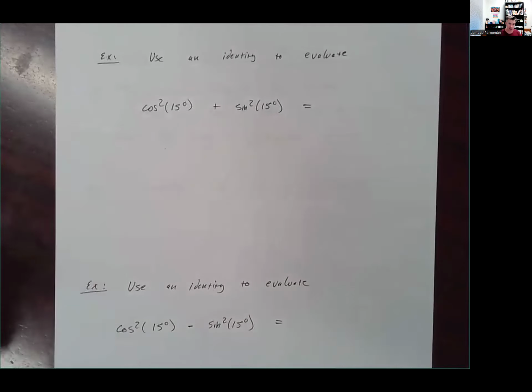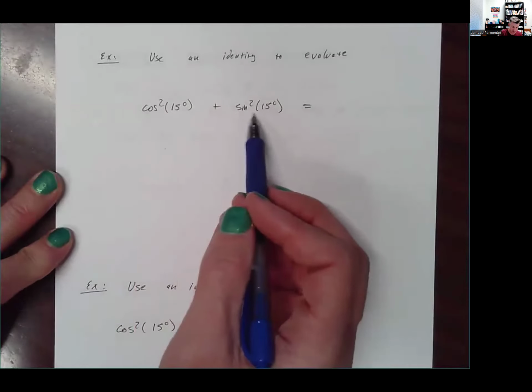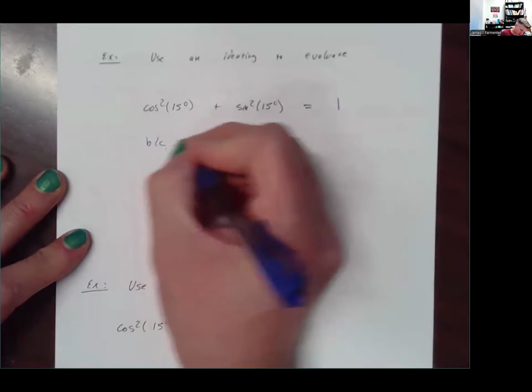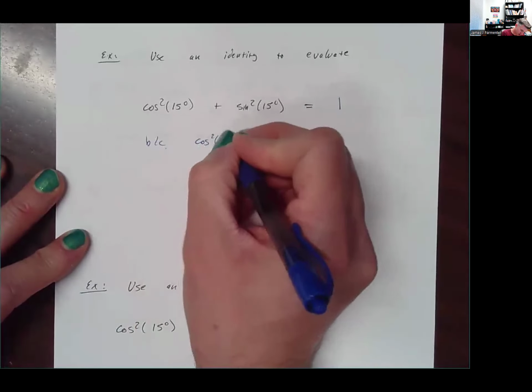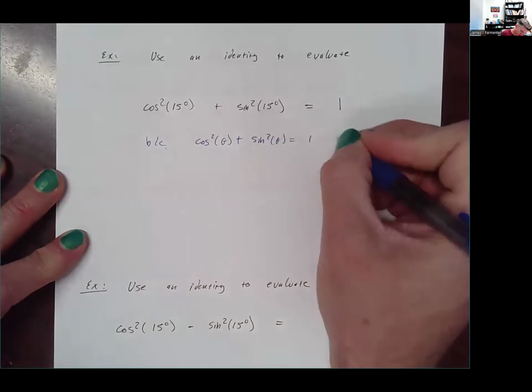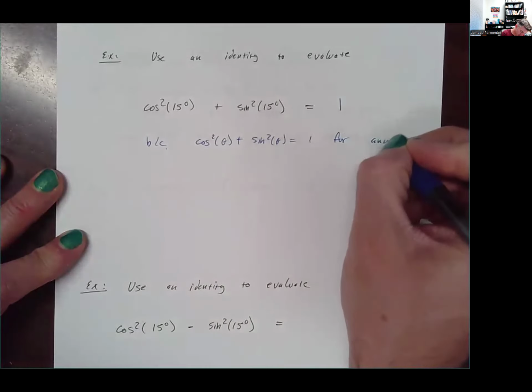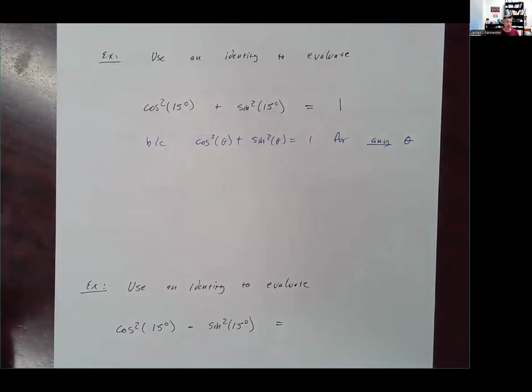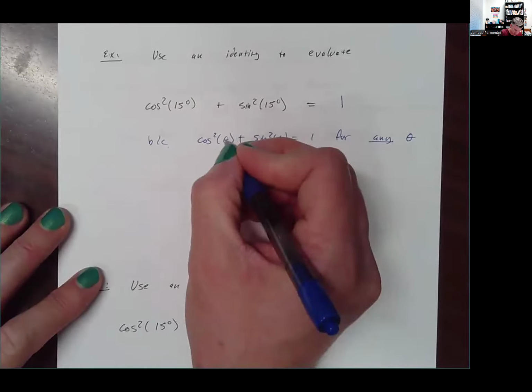So kind of like I already did, use an identity to evaluate cosine squared 15 degrees plus sine squared 15 degrees. Well, this one we actually don't need to really do anything because we know that cosine squared of an angle plus sine squared of an angle is always equal to 1. Because cosine squared of theta plus sine squared of theta is equal to 1 for any angle theta. Always true. That's why it's called an identity, because it's always true.